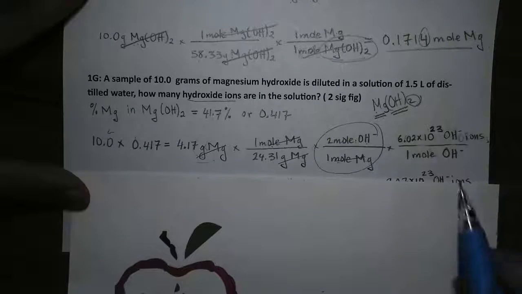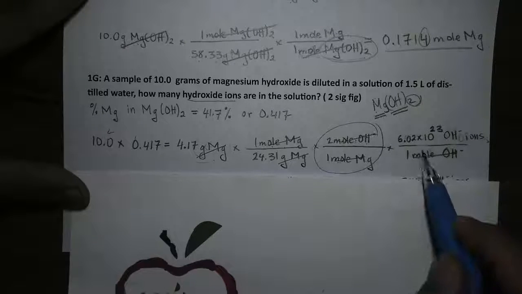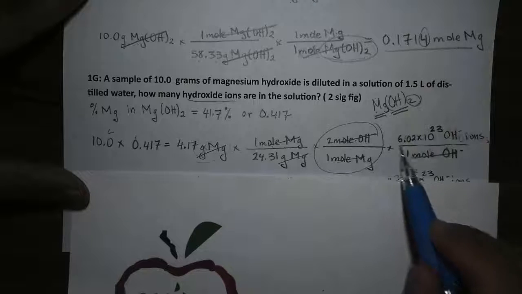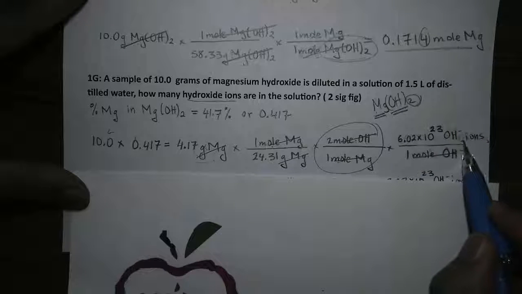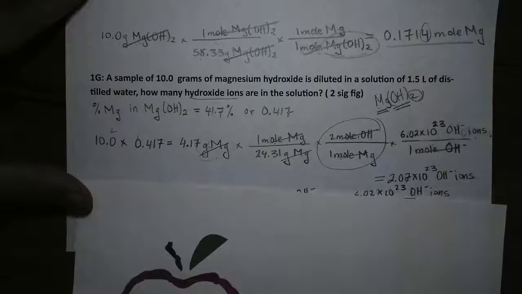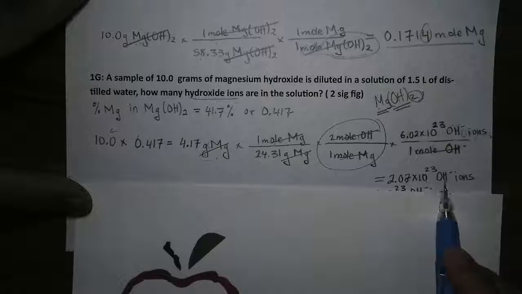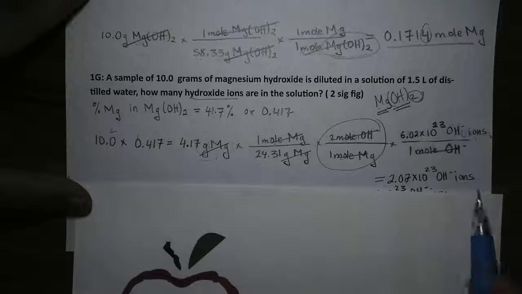And then lastly, we use the Avogadro number based on our stoichiometry flowchart. The moles of hydroxide cancel out, giving us ions of hydroxide. And if we plug this into our calculator, of course, we have this right here: 2.07 times 10 to the 23rd hydroxide ions.